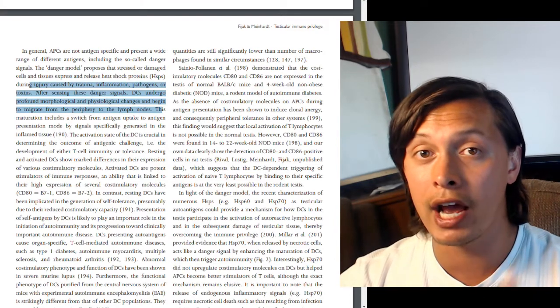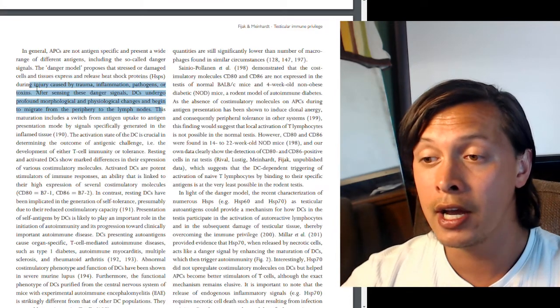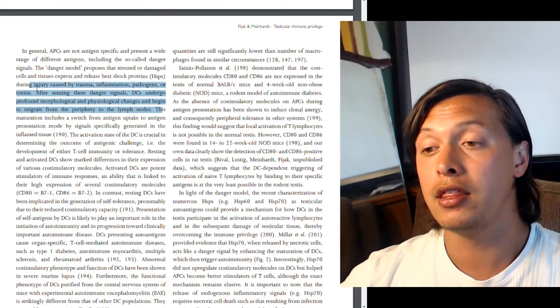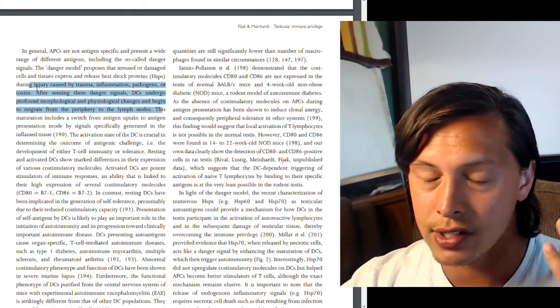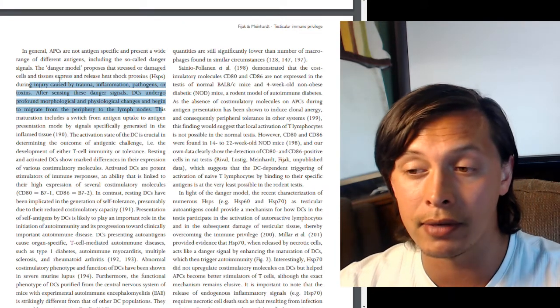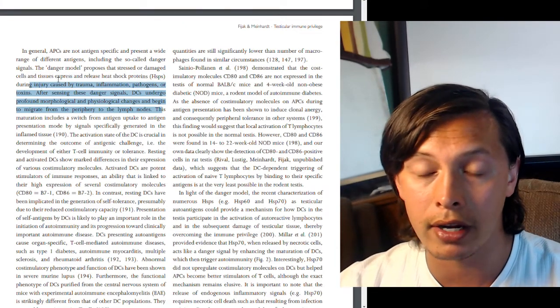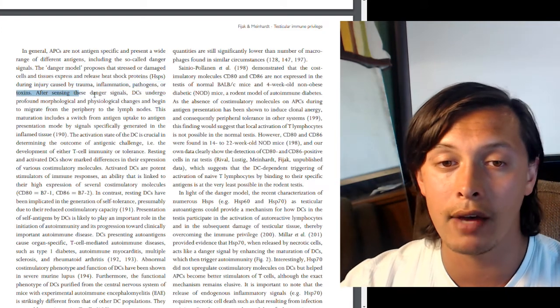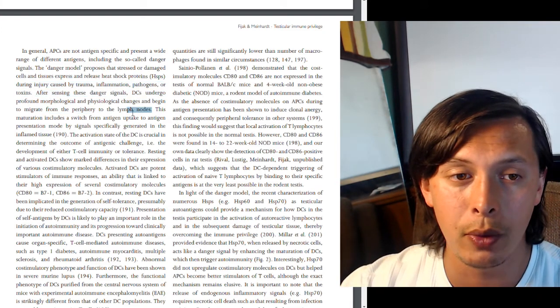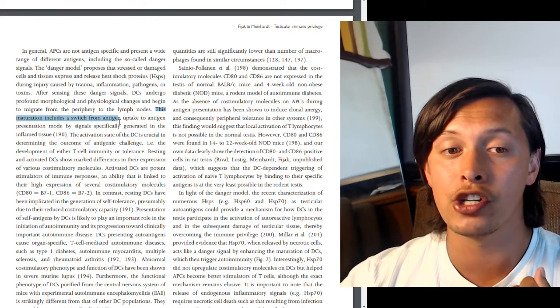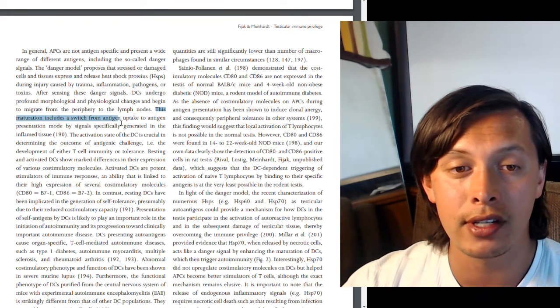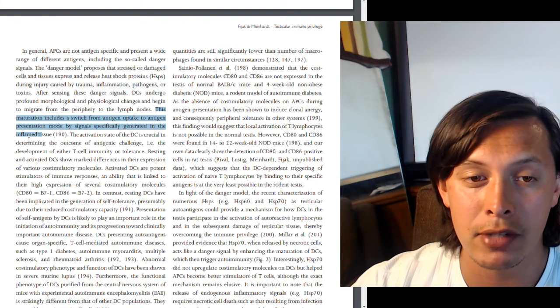So what I would assume is whatever those dendritic cells were recently taking up is probably going to be one of the most presented antigens on their surfaces. Now, I don't know this. That's coming. I'm spitballing right now, but that's what I'm understanding. Anyways, this maturation includes a switch from antigen uptake into antigen presentation mode by signals specifically generated in inflamed tissue.